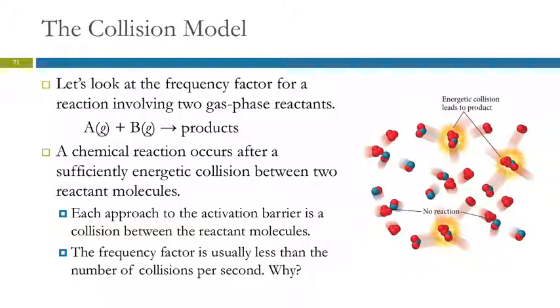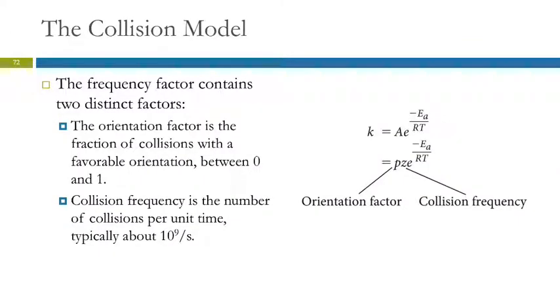So the frequency factor is usually less than the number of collisions per second. Any ideas why? They're not all successful. So inside the frequency factor, which we've just been calling A, there are actually hiding two more variables, an orientation factor and the collision frequency. So activation energy is part of the problem, but orientation is also an issue.